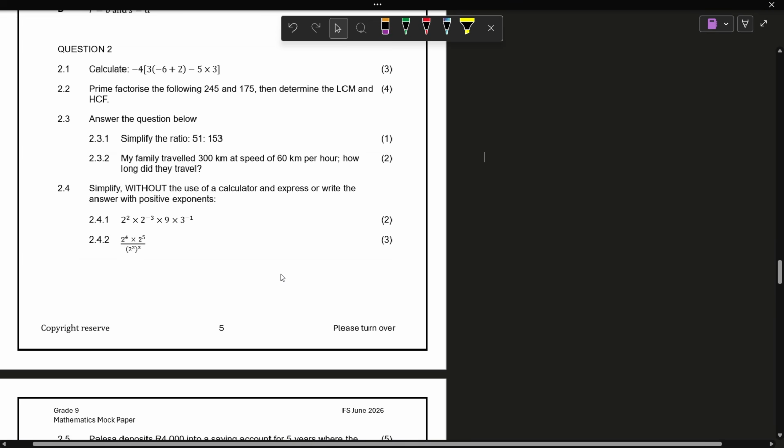Okay, great. Let's move to question 2. Okay, a bit fast. Calculate. So we've got this expression. What we need to do is to remove the brackets. We must first remove the inner bracket.